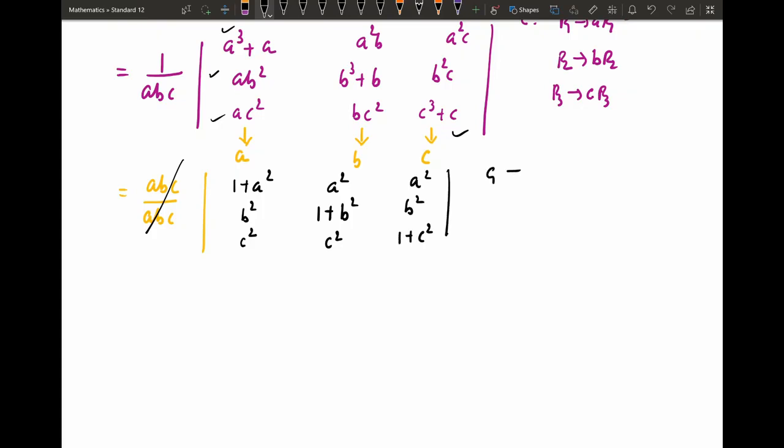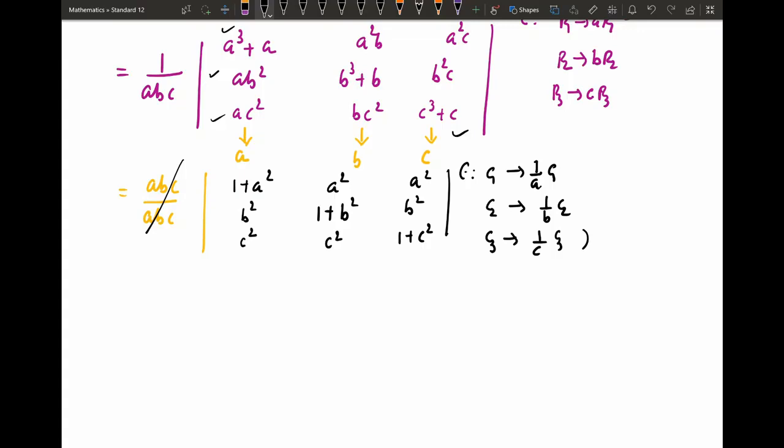So C1 to 1 upon A of C1, from the first column take A common. C2 to 1 upon B of C2, from the second column take B common. From the third column take C common. So this is the symbolic notation to represent this process.